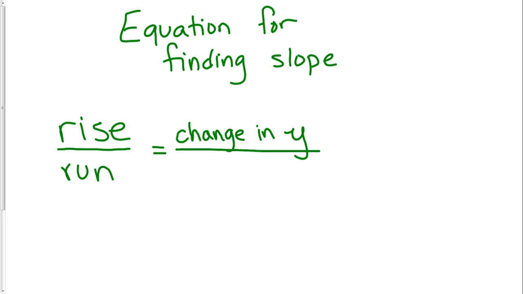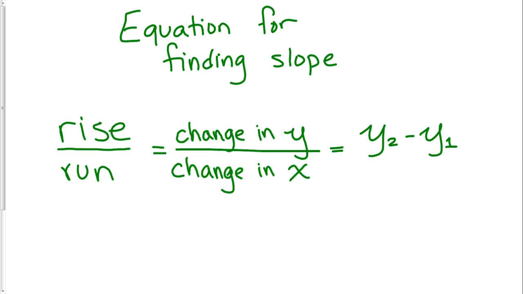Rise is how far you're moving up and down. It's the difference in the y values, or the change in the y values, to move from one point to another. Similarly, run would be change in x values, going left and right. How much do we have to change to go from one point to another on the x-axis? So when we write this as an equation, it becomes y2 minus y1 divided by x2 minus x1.